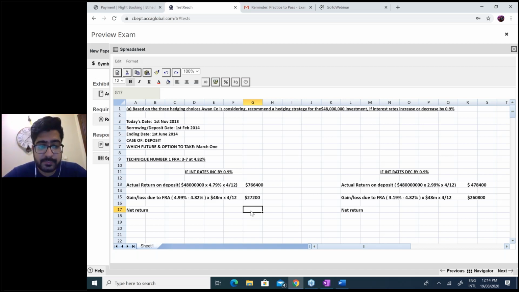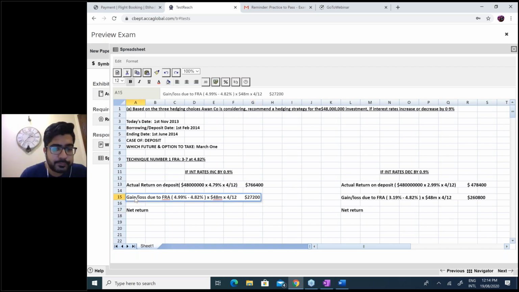Now listen carefully, it's a deposit case. When interest rates increase by 0.9, they became 4.99. You could have deposited in the real market at 4.99, but you blocked the deposit rate through FRA. You fixed the rate at 4.82. Market rates have increased, but you blocked the rate at 4.82. Due to FRA, is it a gain or a loss? It's a loss, because the market rate is 4.99 but you blocked a reduced rate.